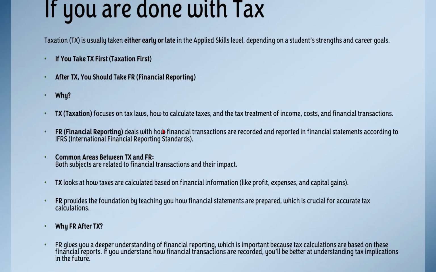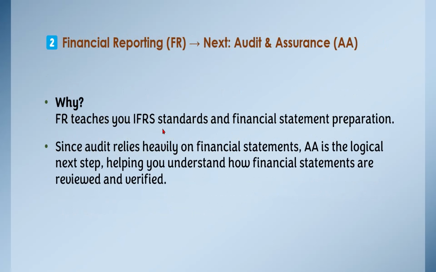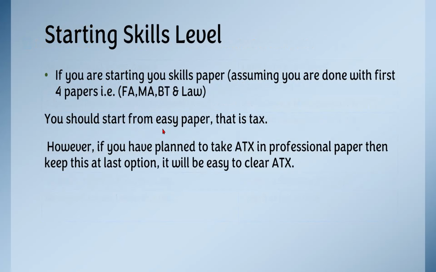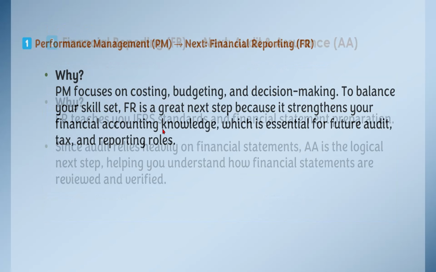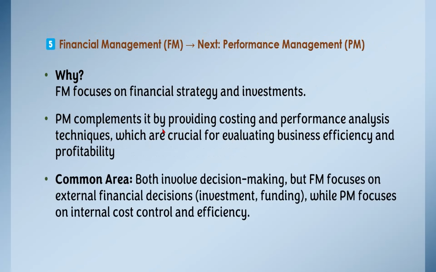Now, for tax, what I would suggest, as I said, is that usually tax is kept as the first option or the last option. It is usually taken either early or late in the applied skill level, depending on what the student is planning or what their career goal is. So if you take taxation as your first paper, then you can go with FR, as I said earlier. If you have done with the tax, then you can go for Financial Reporting.